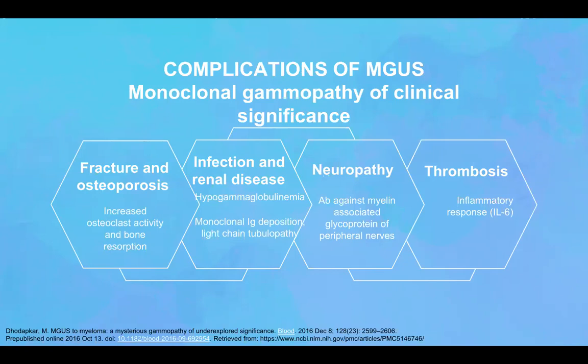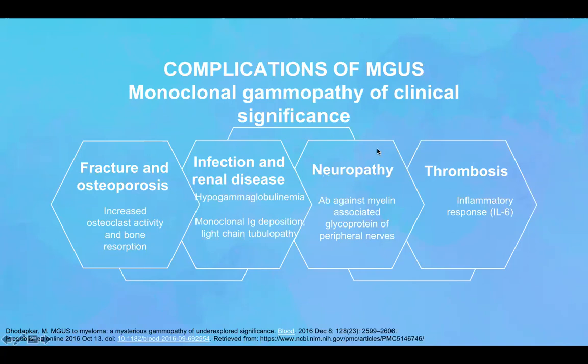And we're going to be seeing lytic lesions in case of multiple myeloma. And there are going to be more frequent infections and also renal disease. This is going to happen because we have low levels of gamma globulin, which helps us protect from infections. And also the deposition of the immunoglobulin is going to cause changes in the renal area, and we're going to see more renal diseases. And also, in this case, it is 2 times more frequent in patients with MGUS than in the normal population.